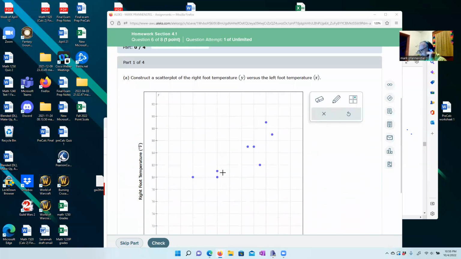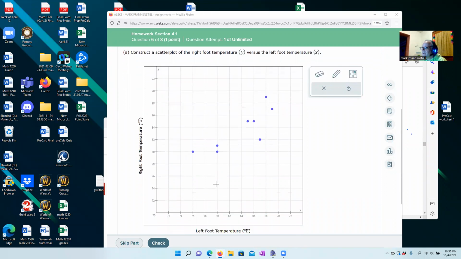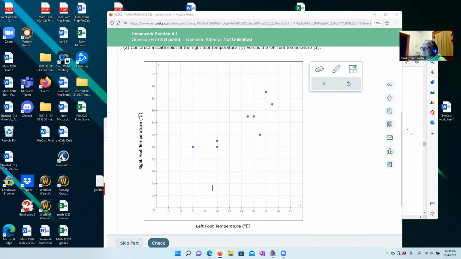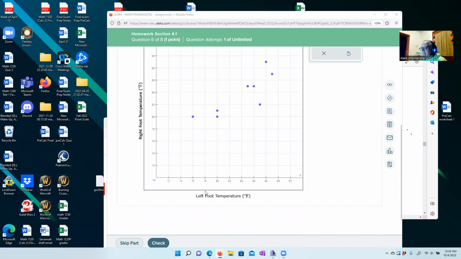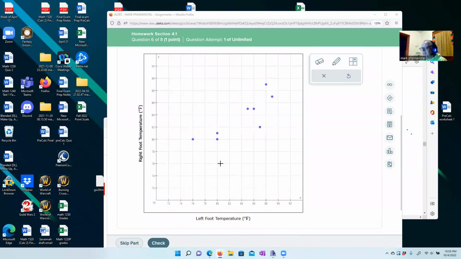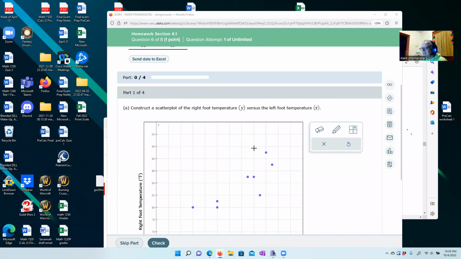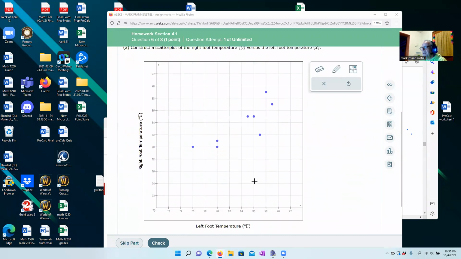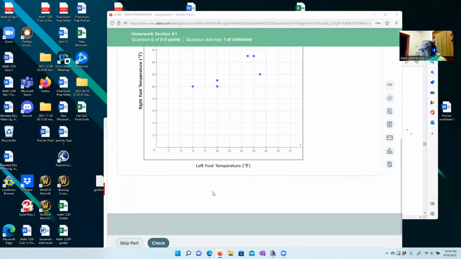Okay, so all I did here was plot the points. That's vaguely linear-ish. Why they decided that the independent variable should be the left foot temperature and the dependent variable should be the right foot temperature, I'm going to leave that up to the folks who know diabetes better, and they must have had their reasons to pick this one. Maybe it was arbitrary, but I'm not qualified to argue with them.